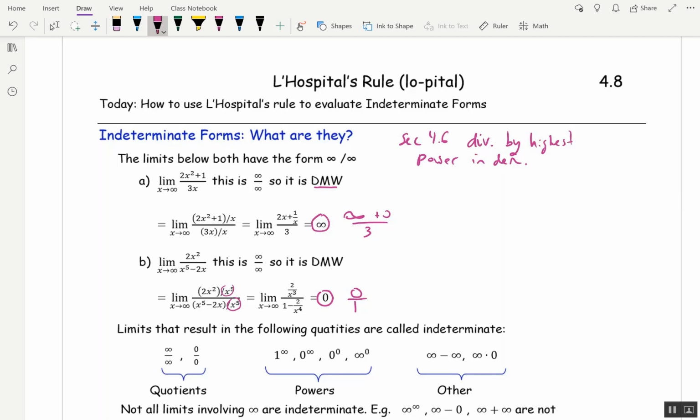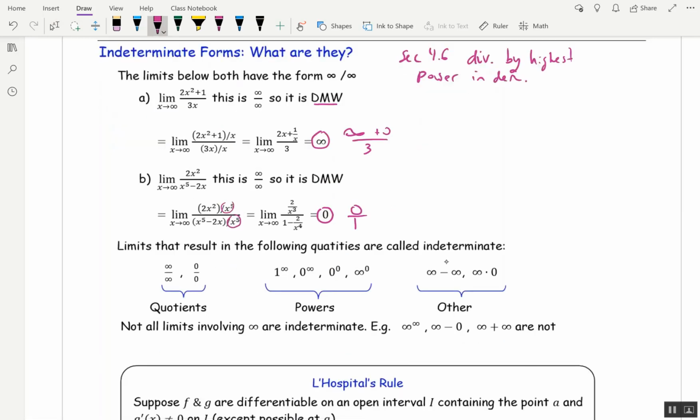Other indeterminate forms are these powers: 1 to the infinity, 0 to the infinity, 0 to the 0, infinity to the 0. Infinity minus infinity, you might think, well, that's 0, but it's not necessarily. It depends on how fast these two functions are going to infinity. But I just want to warn you that just because there's an infinity in the limit doesn't necessarily mean you have an indeterminate form. For example, infinity to the infinity, that's a big number to an even bigger number, that's infinity. Infinity minus 0 is infinity. And if you add two infinities, you still get infinity.